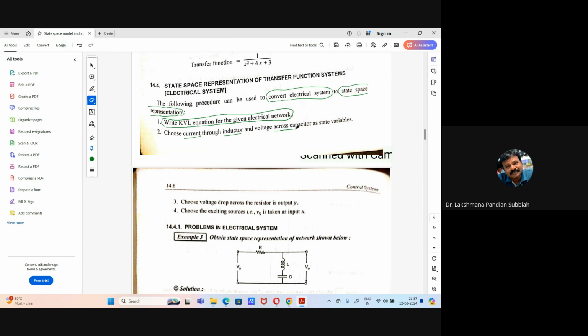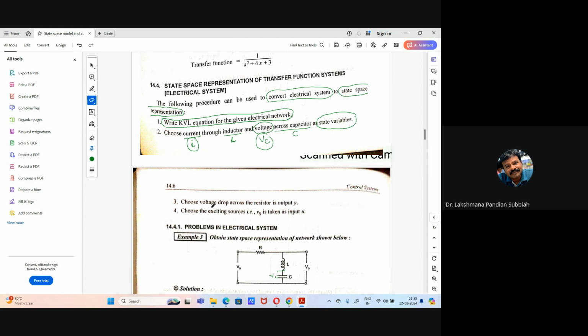Then across the capacitor, what is the voltage? That is VC, the voltage across the capacitance. The capacitor is C. Then the inductor we consider as L, and the current through the inductor. So the current through the inductor and the voltage across the capacitor are what you have to consider as state variables.